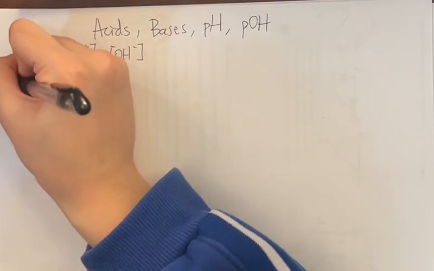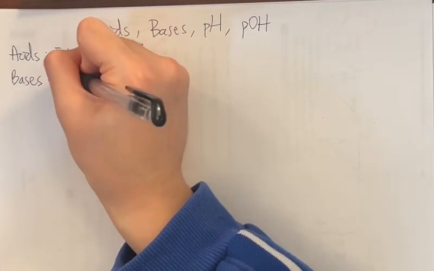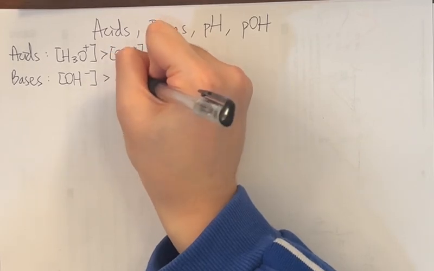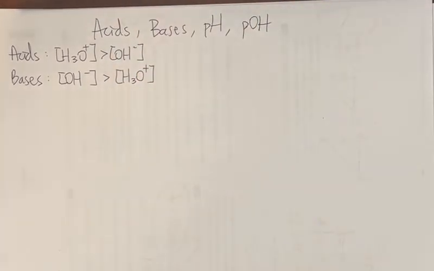Okay, and so for bases, you might have guessed it, it's when the hydroxide ions are greater than the hydronium ions, or more accurately, the concentration of the hydroxide ions is going to be greater than the concentration of hydronium ions. Did I say that right? Hydroxide ions is greater than the hydronium ions? Okay, I think it's right.